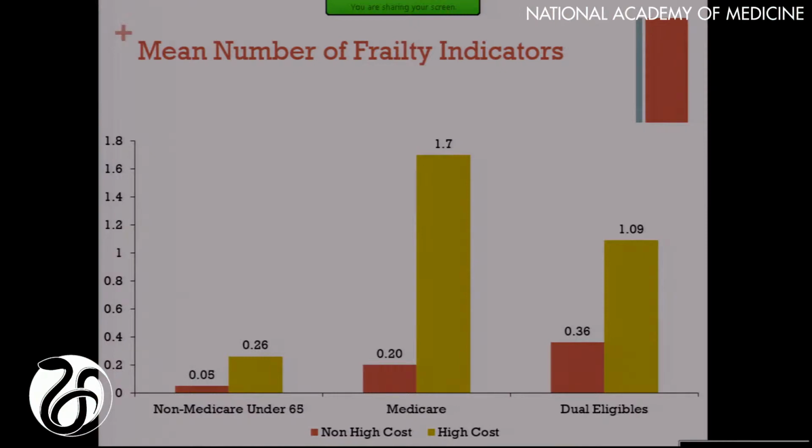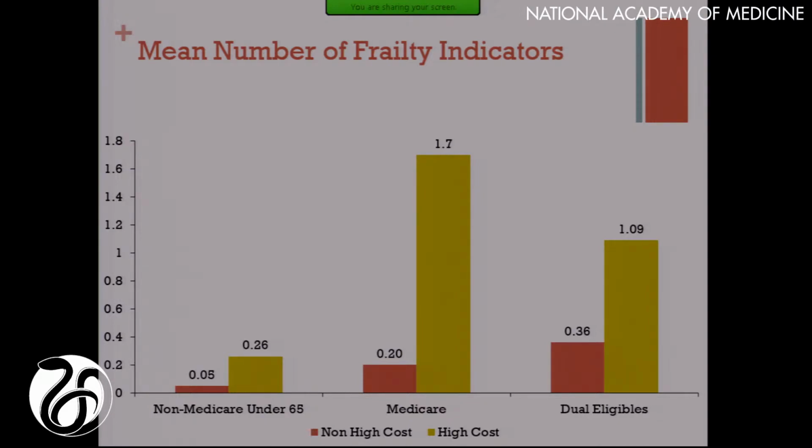Again, two points on this. One is that if you have more of these, you're more likely to end up being high cost. But this really varies by population. In the under 65, non-Medicare population, yes, there's a 5-fold difference between low-cost and high-cost patients, but the number of frailty indicators is relatively small, meaning inability to do activities of daily living is not a major driver. In the Medicare-only population, this is a big deal.